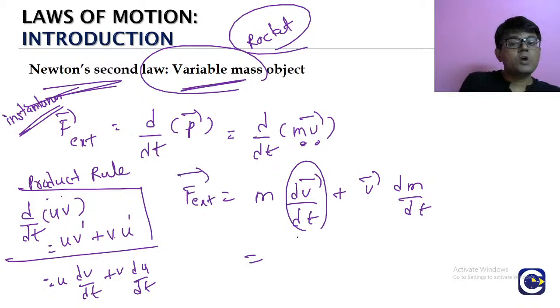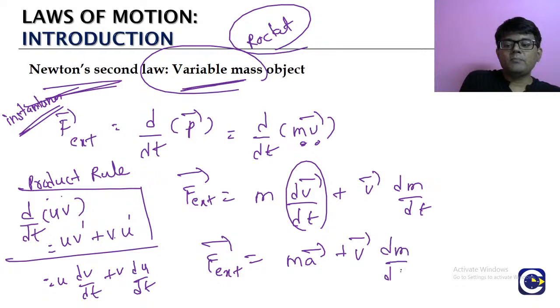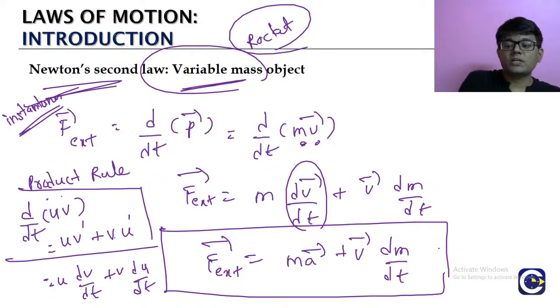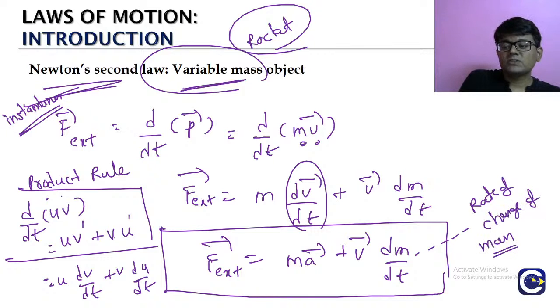dv by dt means the rate of change of velocity, which is acceleration. Plus v into dm by dt. What is this? This dm by dt represents the rate of change of mass for that particular variable mass object. dm by dt means the rate at which the mass of the object is changing.